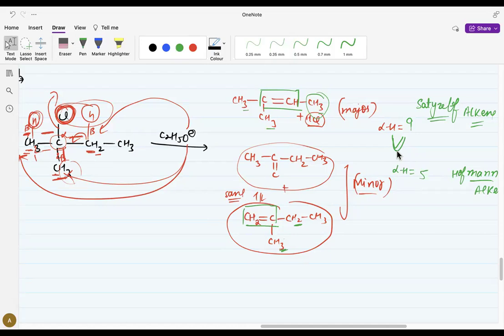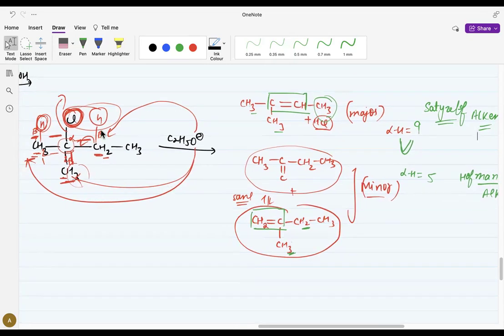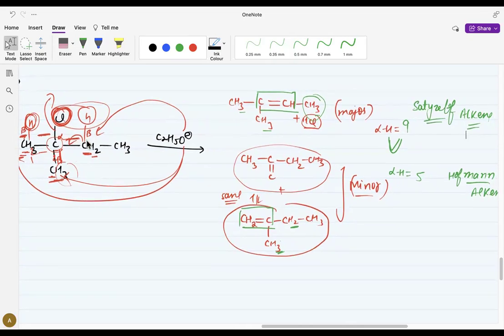I can only see this. Sir, can you reveal the second question? Simple it is, है ना? अगर बीटा से हाइड्रोजन you have to remove, you have to make double bond. It is known as elimination reaction.